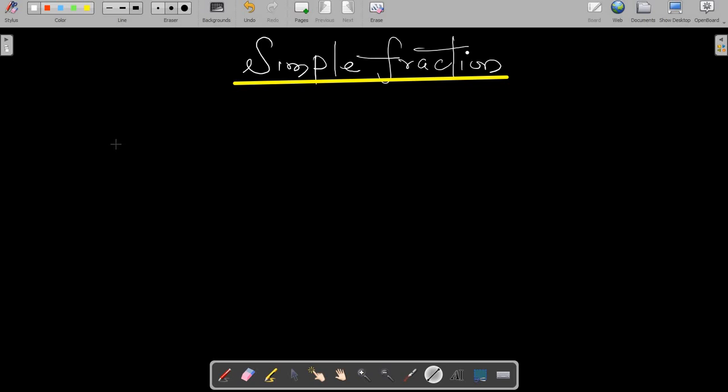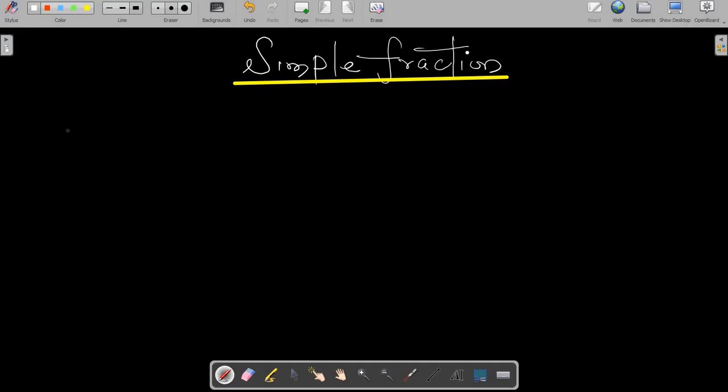Today we'll be discussing simple fractions, and to be precise, the introductory aspect of fractions. Now, what's a fraction? Well, a fraction is a part of a whole number. Now, let me put it into writing before we move on to the types of fraction that we have for this class.